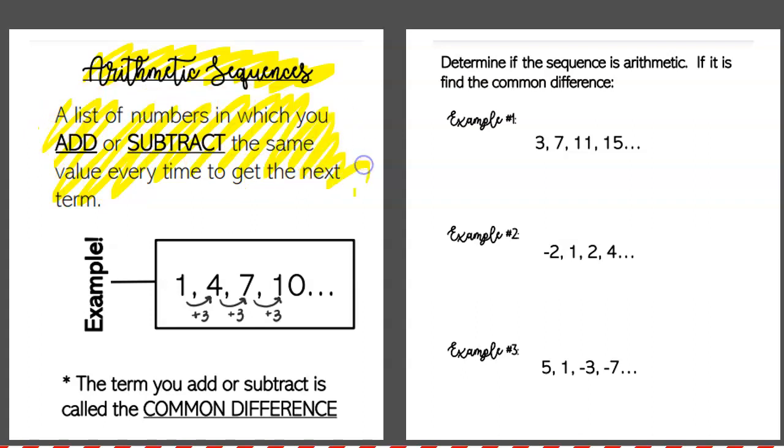A list of numbers in which you add or subtract the same value every time to get the next term. Then write example and copy this example. Our example shows the sequence 1, 4, 7, 10, continuing. And we can see that each time we are going up 3. The term that we add or subtract, in this case add, is called the common difference. And I would make that another bullet point in your notes. So at this point, I would pause your screen to go ahead and write down your notes.